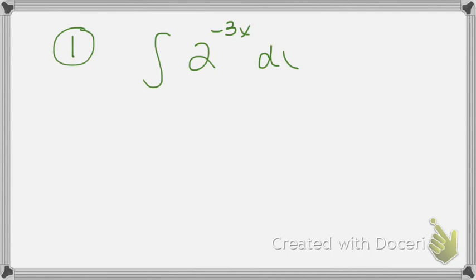So looking at problems similar to those, but that also involve u substitution. Let's say we had 2 to the negative 3x, and we wanted to find the antiderivative. So we do like we have been on all the others, it's just combining the rules. We let our u be negative 3x. du becomes negative 3. So what do you do with that negative 3?